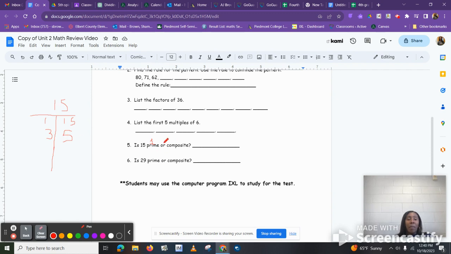So would 15 be prime or composite? Does it have just one set of factors or does it have more than one set of factors? Well, I know it has 4 factors in all, so that's more than one set. So that means 15 would be composite.